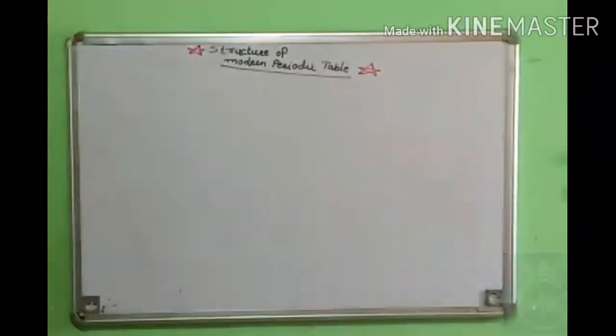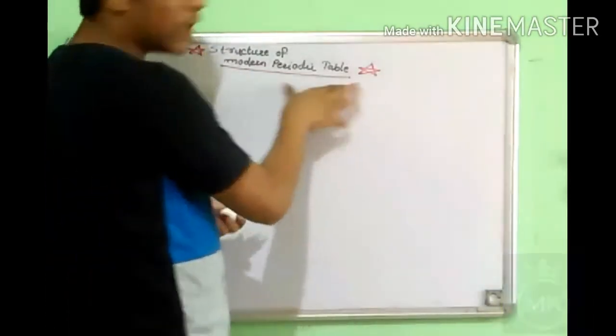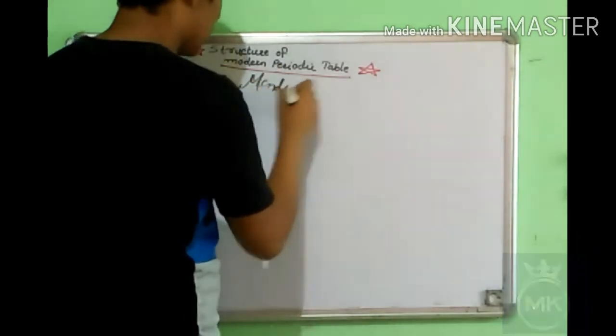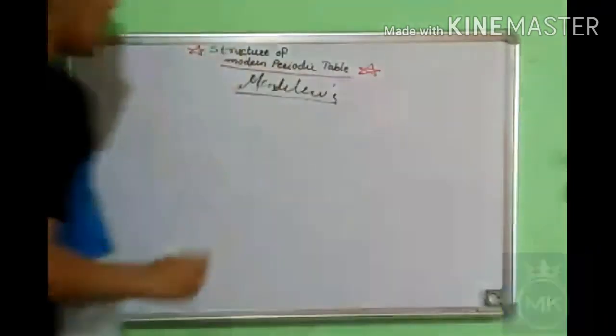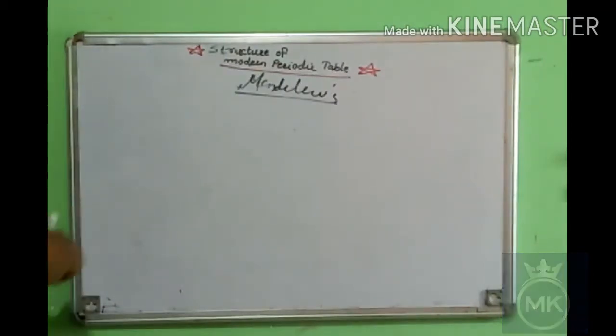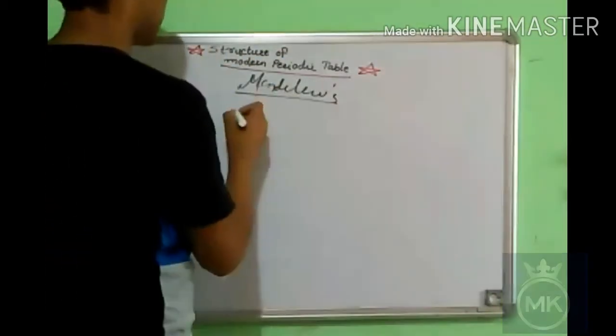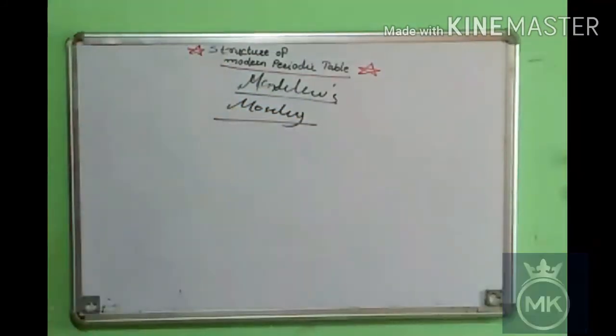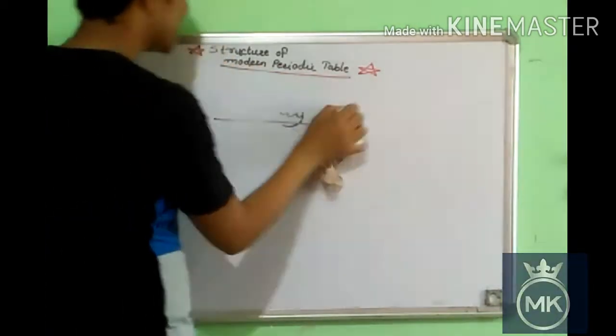You know clearly that the periodic table was made by Dmitri Mendeleev. Mendeleev made the periodic table, but with some changes. Next, the modern periodic table was made by Henry Moseley. Henry Moseley, you also know that. So friends, by Henry Moseley's modern periodic table, we will see the structure of the modern periodic table, how it is divided into parts, and what elements and how many elements are included in it.